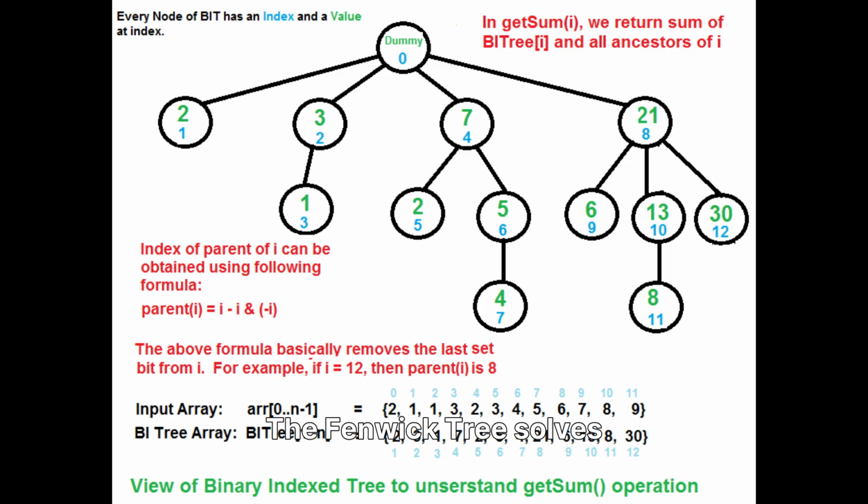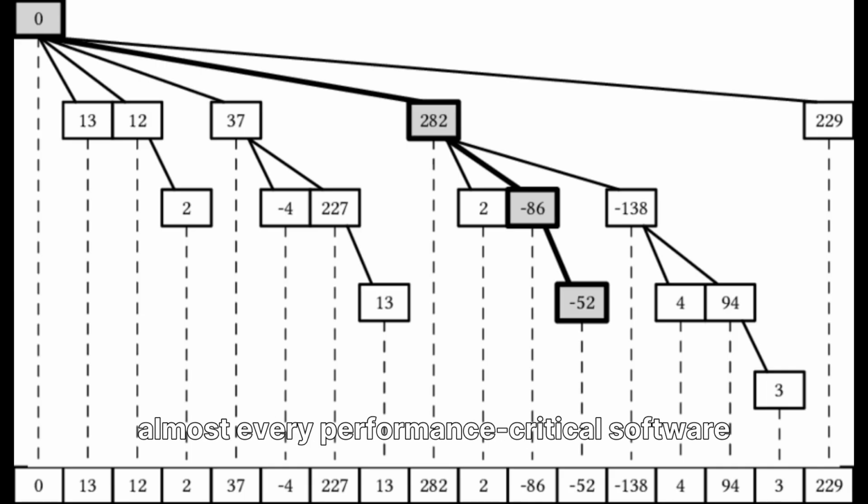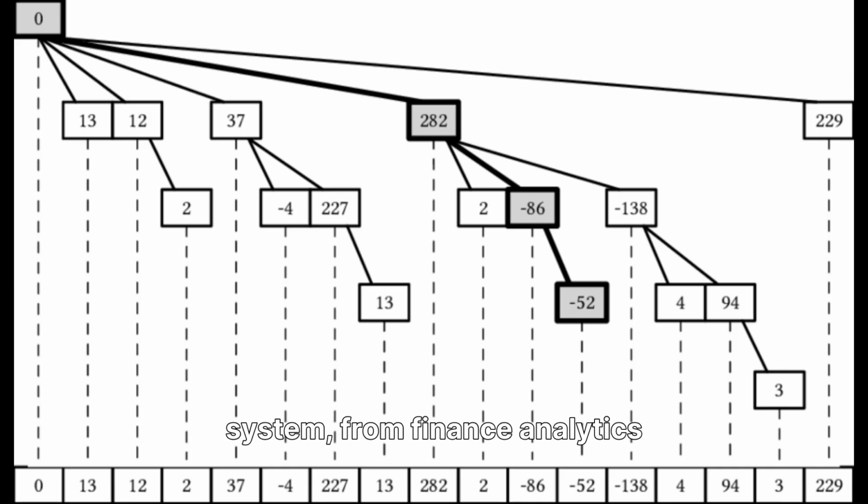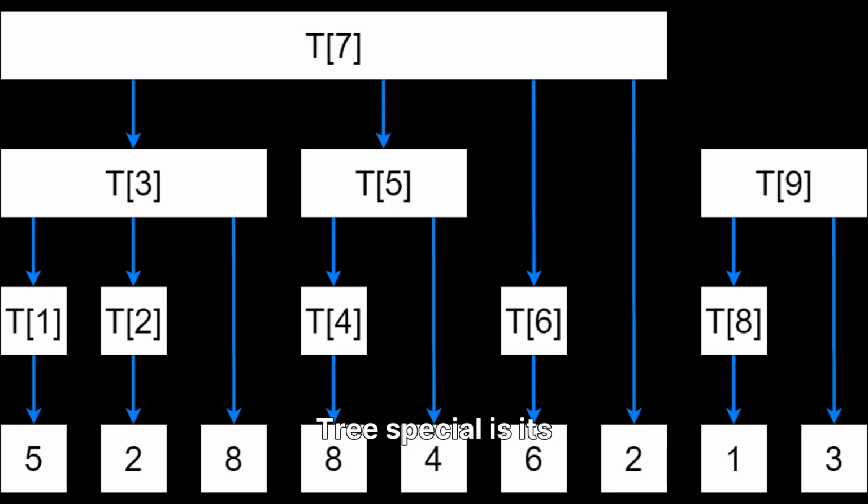The Fenwick tree solves a very common and important problem: how to update numbers in a list and get fast answers to range-based questions. These operations appear in almost every performance-critical software system, from finance analytics and gaming engines to time series dashboards. What makes the Fenwick tree special is its perfect balance between simplicity and speed, giving you near-instant answers to cumulative queries. Despite this, it is far less popular or well-known than other data structures that do the same job, like segment trees.